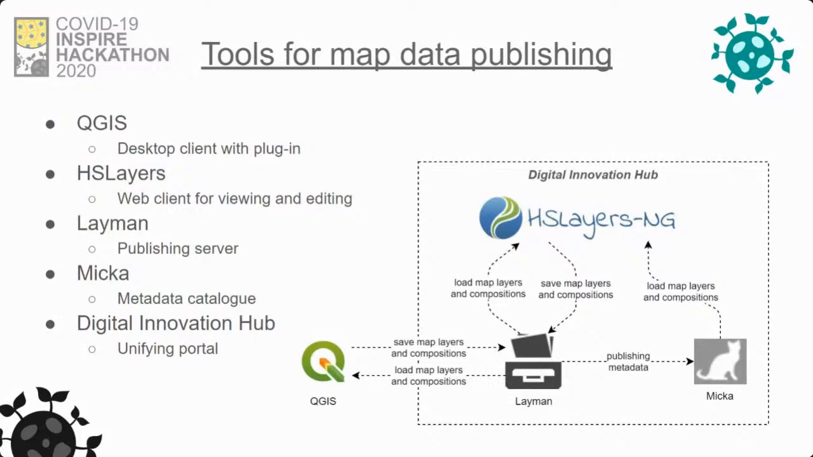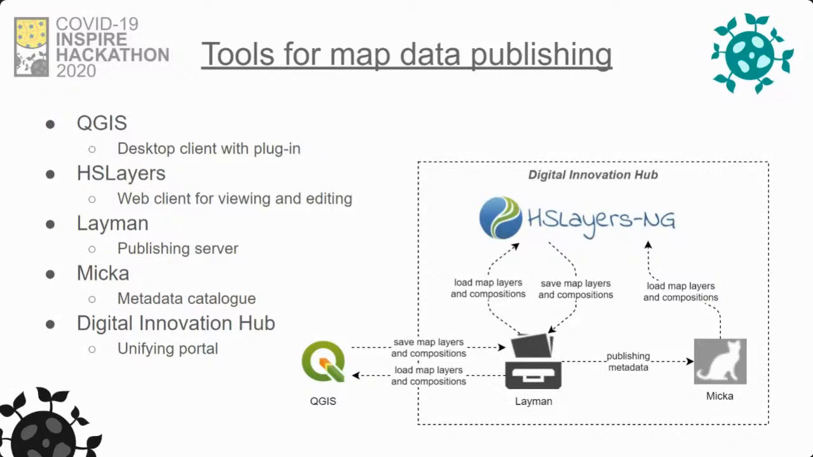HSLayers, on the other hand, is a completely web-based mapping framework in which you can create your own map applications. And as you will see in a couple of minutes, with the tools provided, you can create and publish data as well. But if you want to publish map data, you need somewhere to store it, and you need some publishing tool to do it. And that is what Lyman is. Lyman is a kind of publishing server for map data.